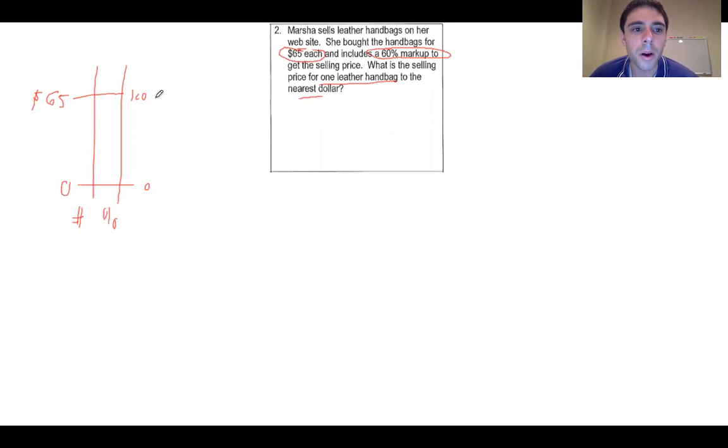So we're then doing what? We are marking up the price by 60%. We then add 60% to our price. It's going to give us 160. And we want to know what the value is at 160% or at a 60% markup.